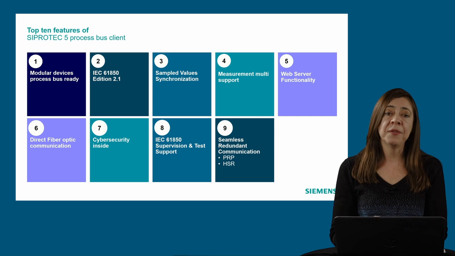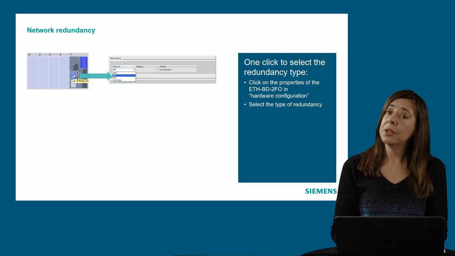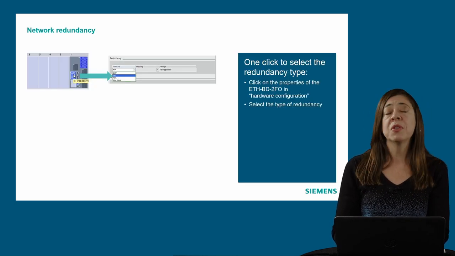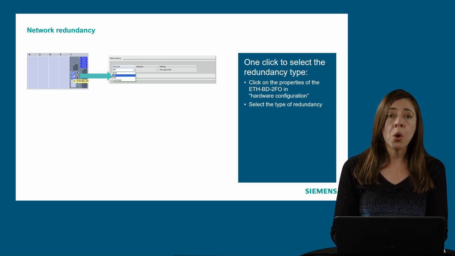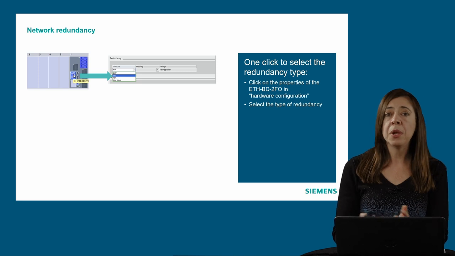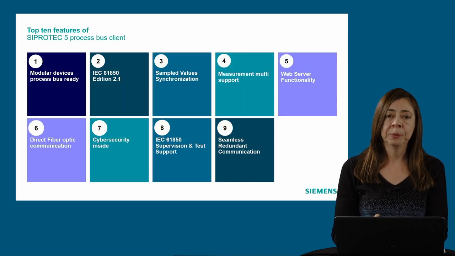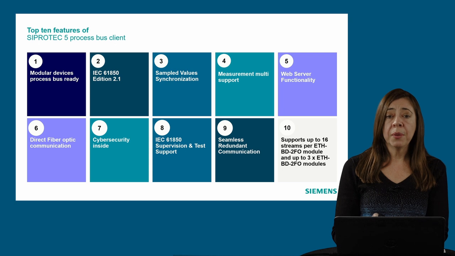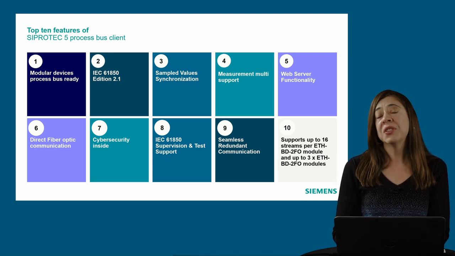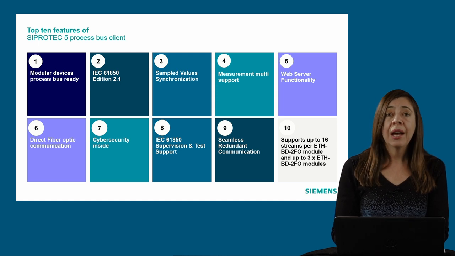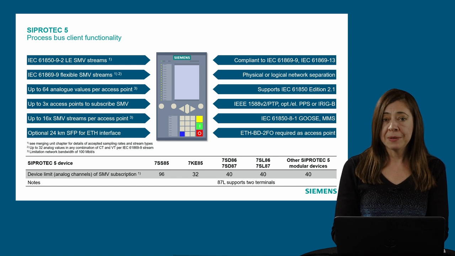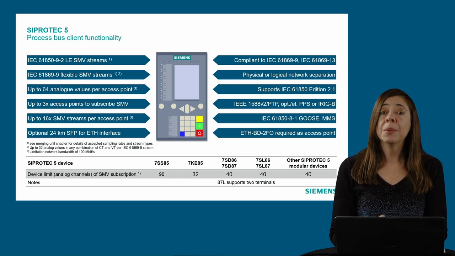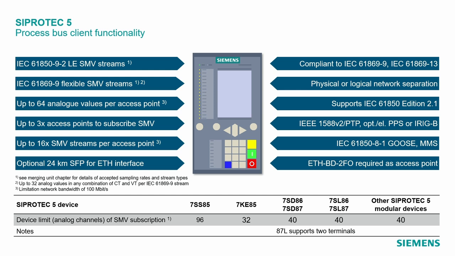Now let's see feature number 9. Seamless redundant communication, pretty important for our process bus installations, and here, as in the merging unit, with only one click you can decide PRP or HSR. Feature number 10, the support of up to 16 streams per communication module, and the use of up to 3 communication modules for process bus. So here we can see a summary of this functionality in the client devices.